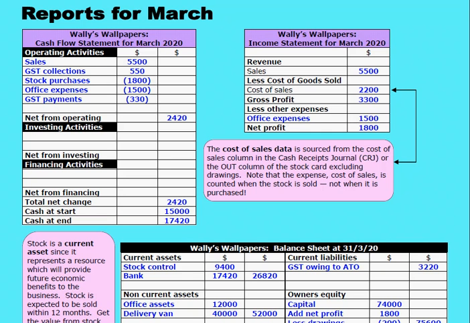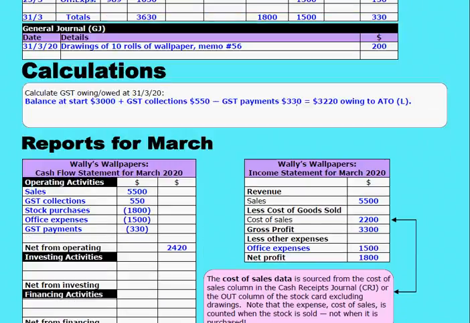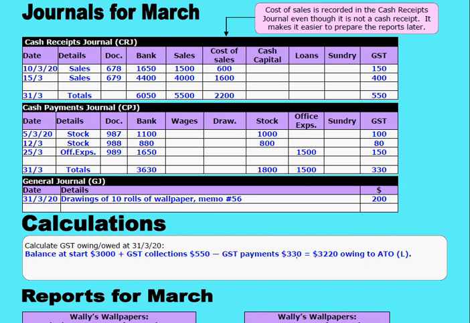At the end of March, at the end of the reporting period, we're going to prepare the reports. And the first report is the cash flow statement. To get the information that goes into the cash flow statement, the best place to look, of course, is the cash receipts journal and the cash payments journal. So we put the positives first.